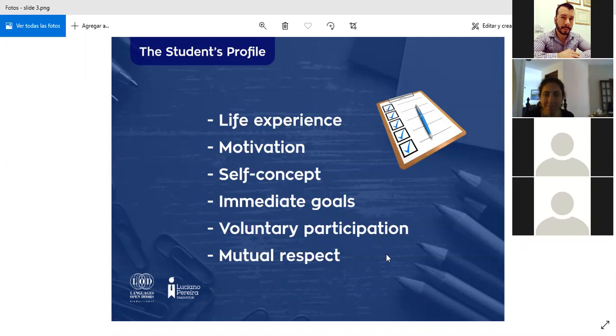Bien. Who can share some experience with us about working with adult students? Anybody that has noticed some of these points in their students?